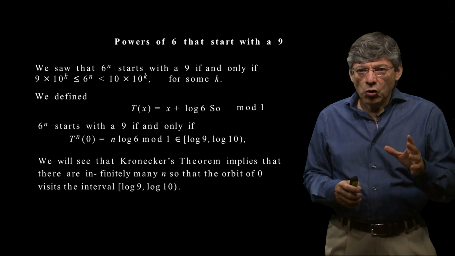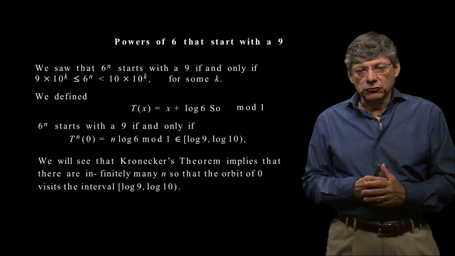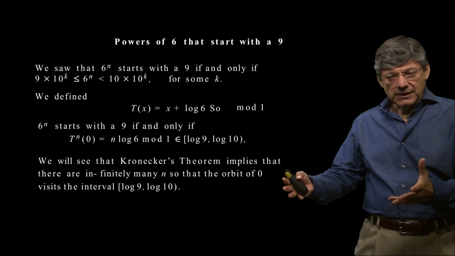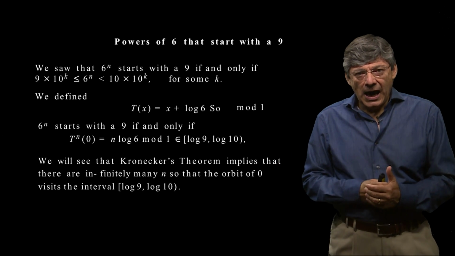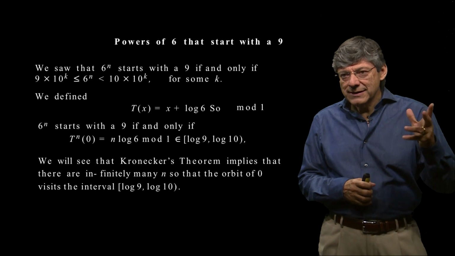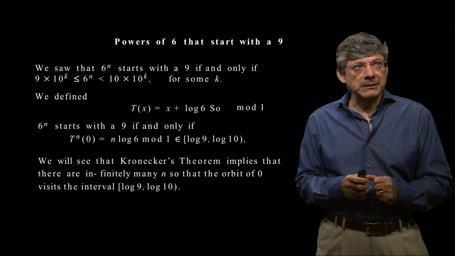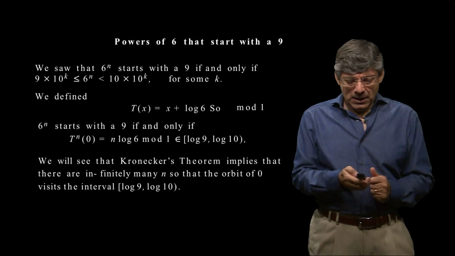So then the question was, is the orbit of 0 in the interval [log 9, log 10)? And more generally, does it visit that interval? And last time we stated Kronecker's theorem, which in particular states that yes, the orbit of 0 visits that interval. In fact, it visits every interval.